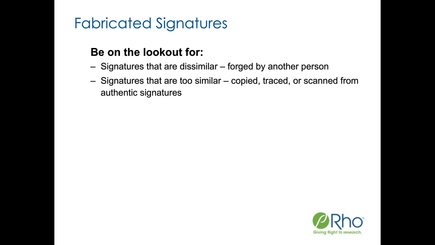Specifically, when we look at fabricated signatures, we could see those in a paper environment or an electronic environment. In a paper environment, be on the lookout for signatures that are dissimilar because they could be forged by another person. And sometimes signatures that are too similar because these are sometimes copied and the image then traced or scanned from authentic signatures and placed on other documents.